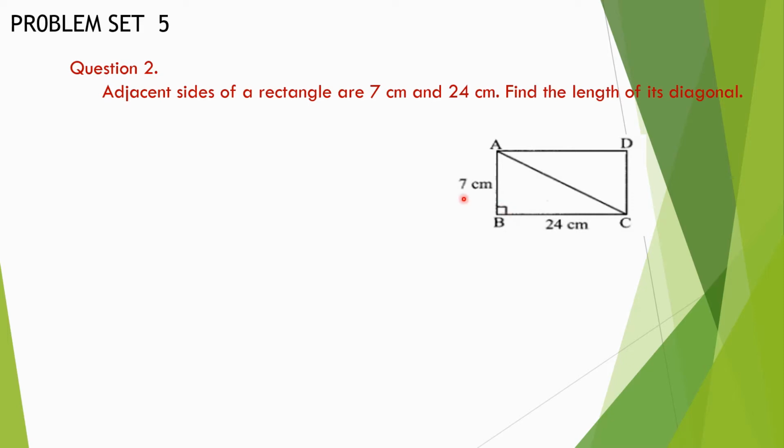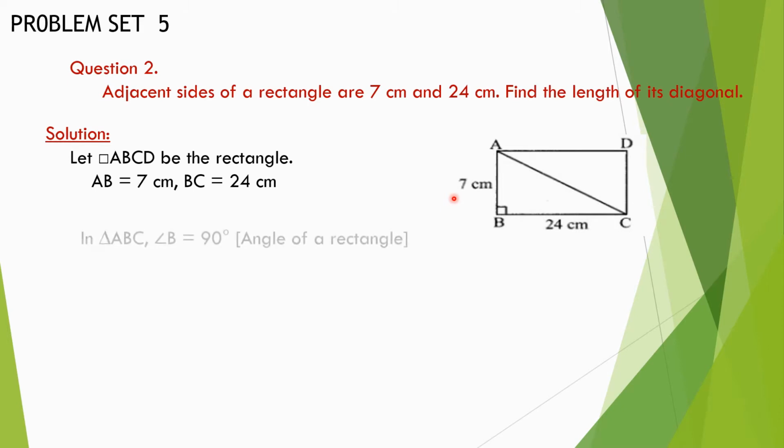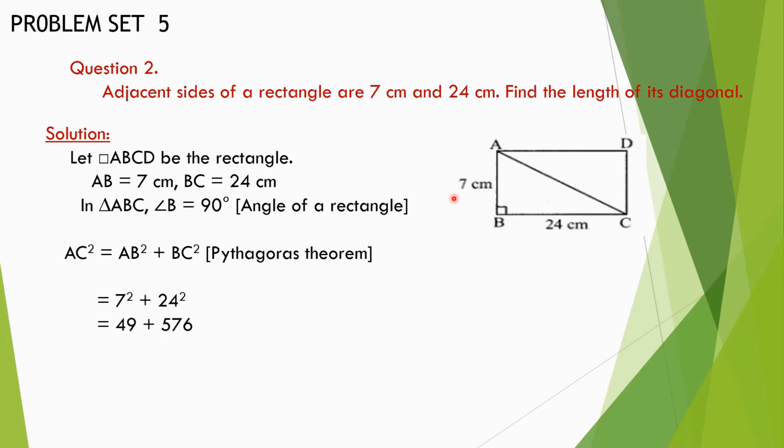And solution: let ABCD be the rectangle and AB equal to 7 cm and BC equal to 24 cm. In triangle ABC, angle B equal to 90 degree because of angles of a rectangle. Therefore, triangle ABC is a right angle triangle. Therefore, by the Pythagoras theorem, AC square is equal to AB square plus BC square, that is 7 square plus 24 square, which is 49 plus 576, equal to 625.